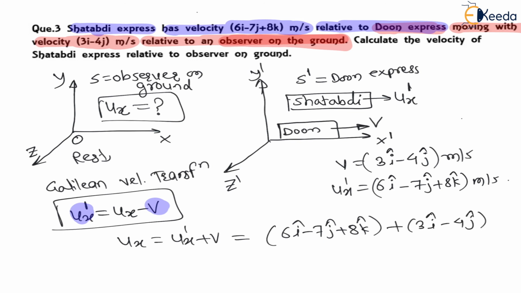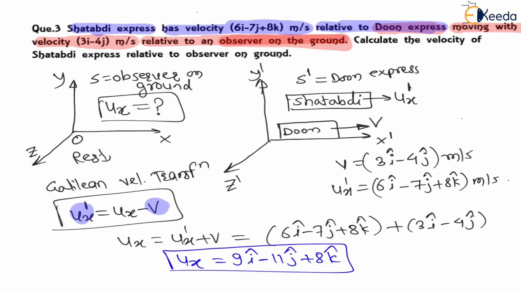Right. Now, my dear students, i term will get added, j term will get added, k term will get added. This is very simple physics, very simple 11th standard physics. Therefore, Ux will be equal to 6 plus 3, 9i, minus 7 minus 4, minus 11j, plus 8k. And this is the answer. This is your final question, right? This you have to find. Thank you, dear students. In the next lecture, we are going to start Lorentz transformation.